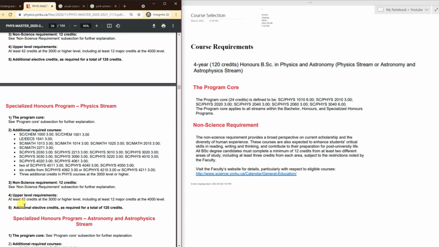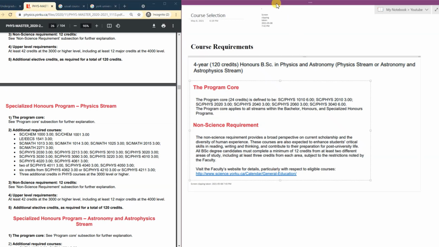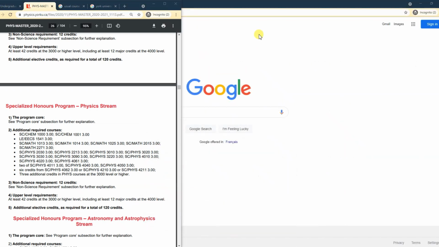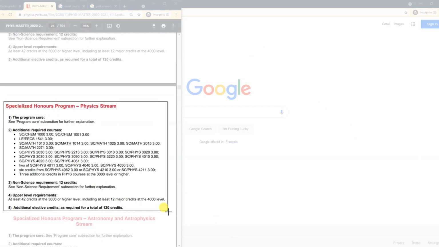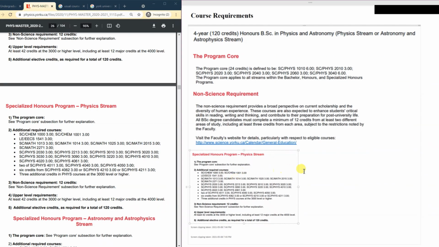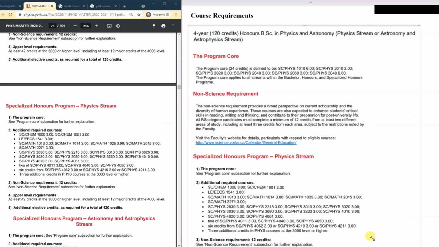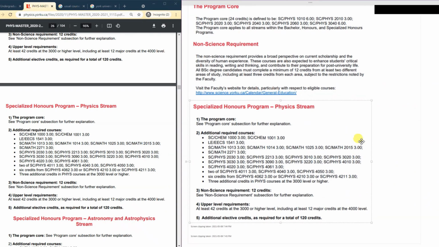Upper level requirements, and whatever is missing for an additional or totaling 120 credits, which is the number we saw at the beginning. That's the 120 credits we expected to see. So that's what we have here. So we can take that information as well, put it all together for our screen capture. And that will be the last one there. Now we have all the information in one page, a little bit easier to look at, not 104 pages to bounce around.